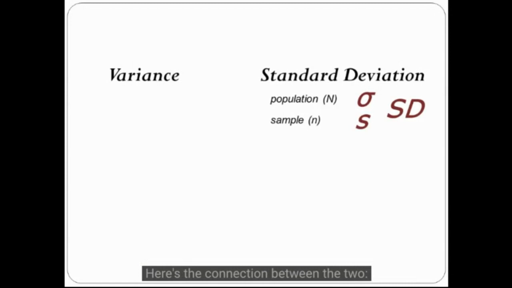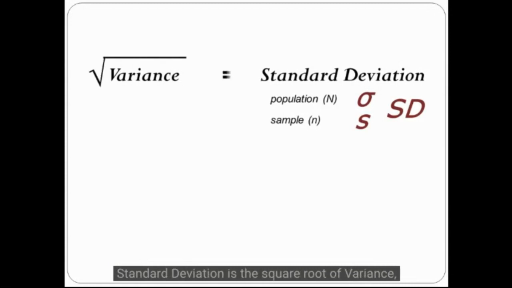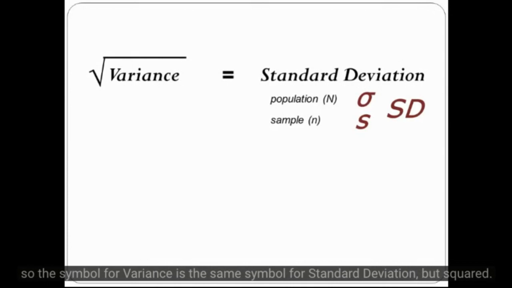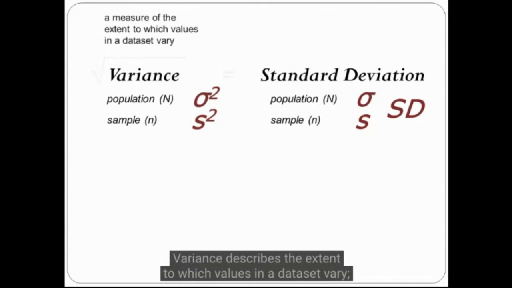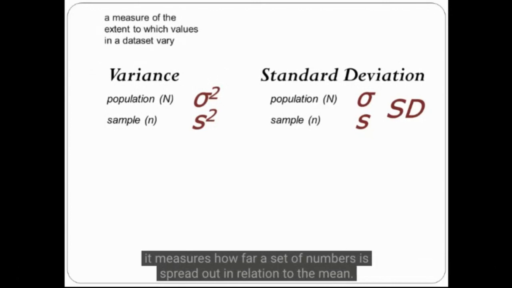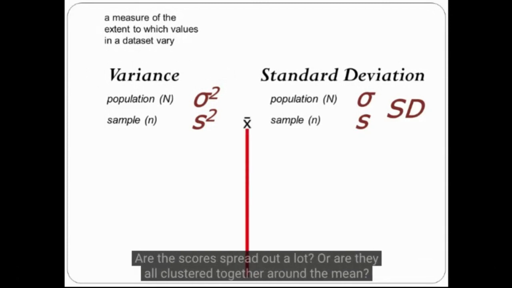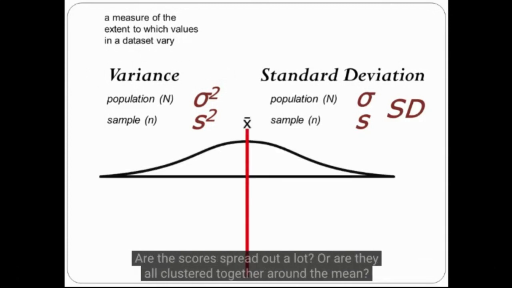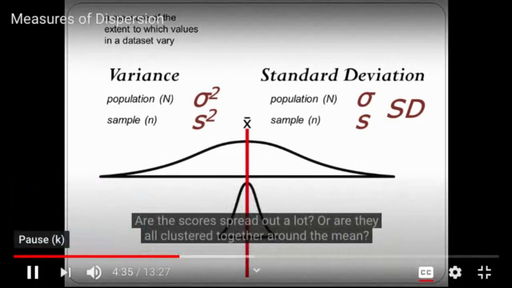Here's the connection between the two. Standard deviation is the square root of variance. So the symbol for variance is the same symbol for standard deviation, but squared. Variance describes the extent to which values in a data set vary. It measures how far a set of numbers is spread out in relation to the mean. Are the scores spread out a lot, or are they all clustered together around the mean?